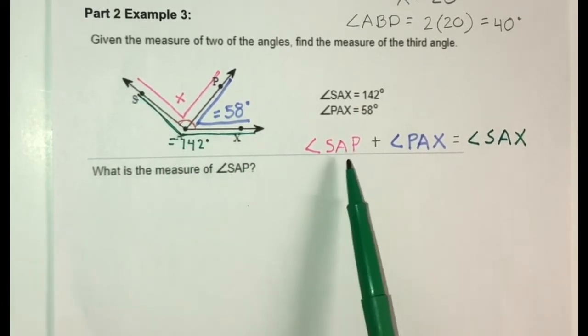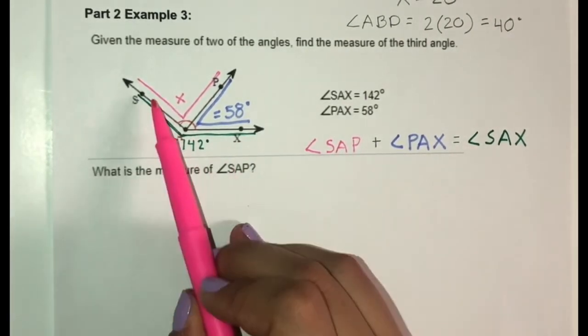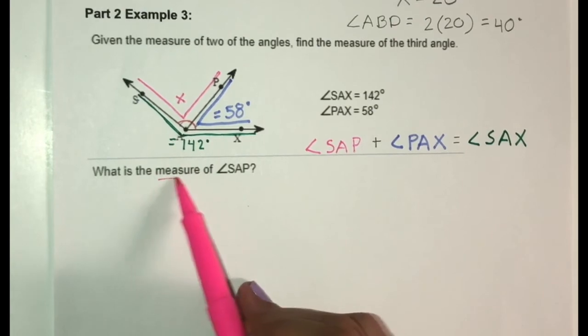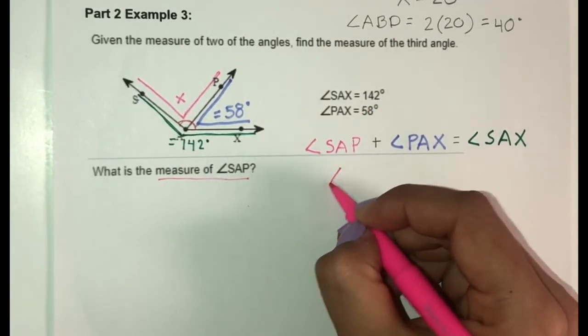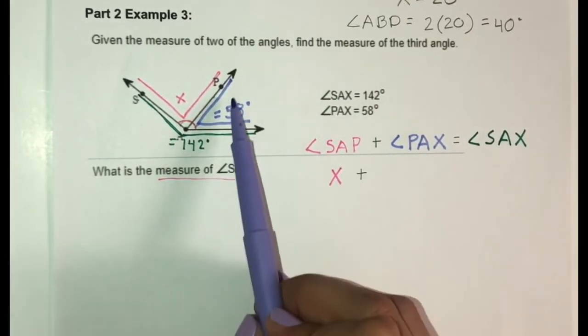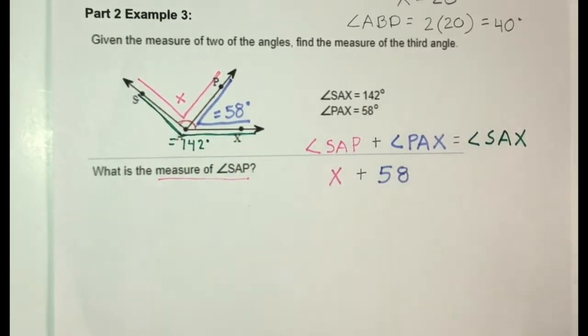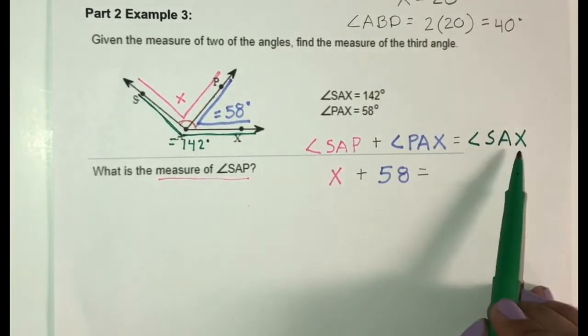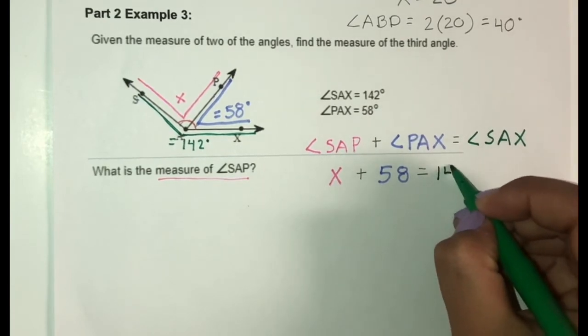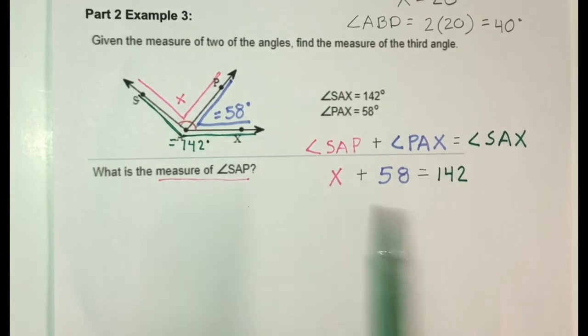Now plug in the measures of these angles. Angle SAP, we don't know what that measure is. That's what we're trying to find, so we just labeled it x. That's what we're trying to solve for. Plus the measure of angle PAX, which is 58, is equal to the measure of angle SAX, which is 142. Now we have our equation, so we have to solve for x.